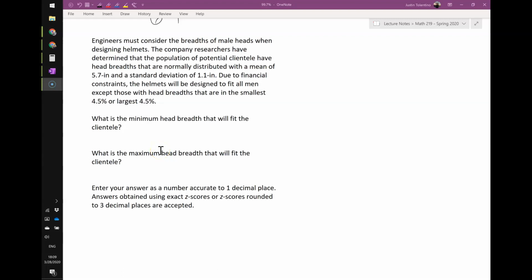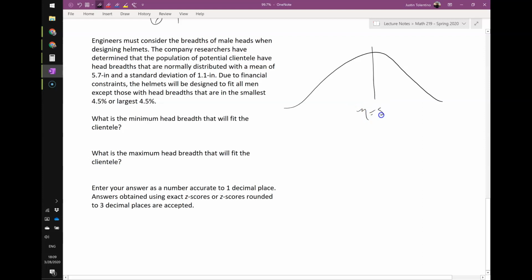Engineers must consider the breadths of male heads when designing helmets. The company researchers have determined that the population of potential clientele have head breadths that are normally distributed with a mean of 5.7 and a standard deviation of 1.1. Let's draw that picture. Mean of 5.7, standard deviation of 1.1.